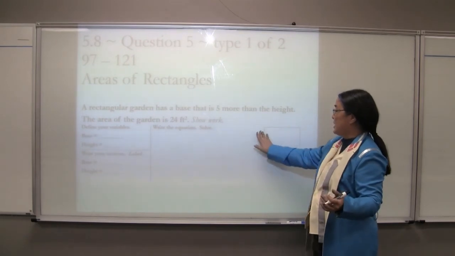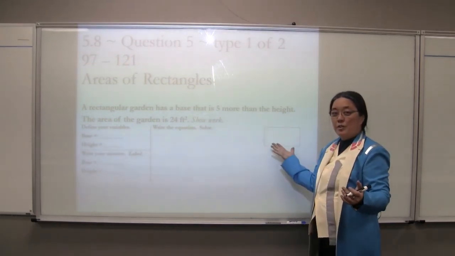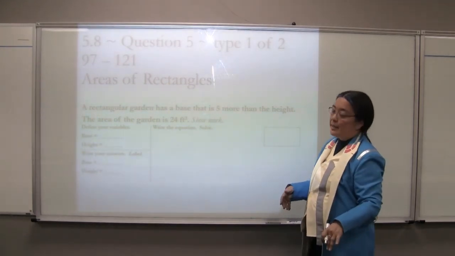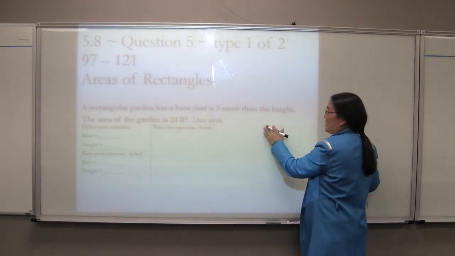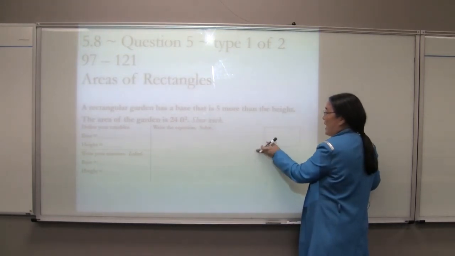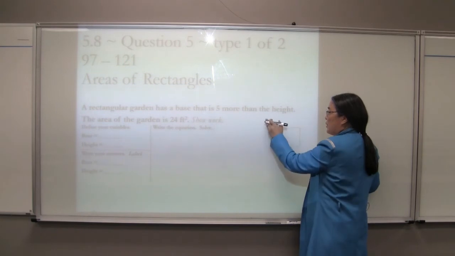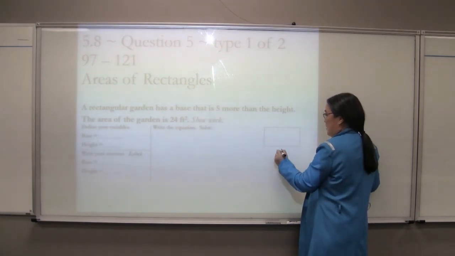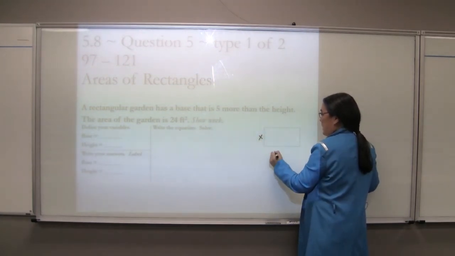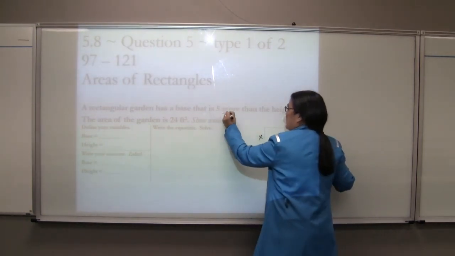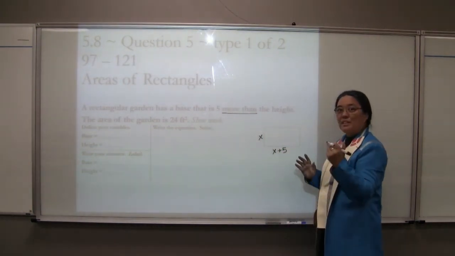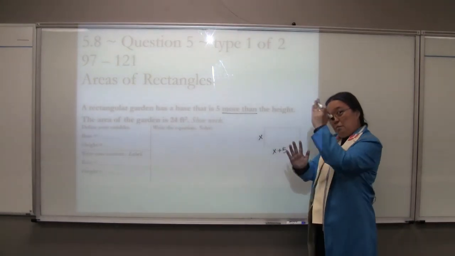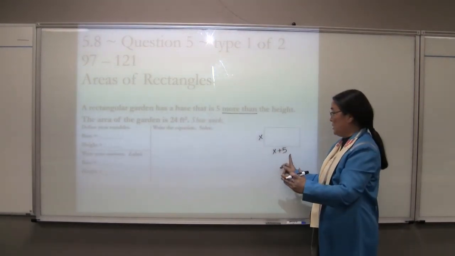So here we have a rectangular garden, and I have handily drawn you a rectangle. It's not going to be like that in your homework, or your quizzes, or your tests. All right, a rectangular garden has a base or bottom that is 5 more than the height. 5 more than the height, so if x is the height, 5 more than the height. Remember this phrase from chapter 2, more than, less than, subtracted from, means we have to switch the order around.